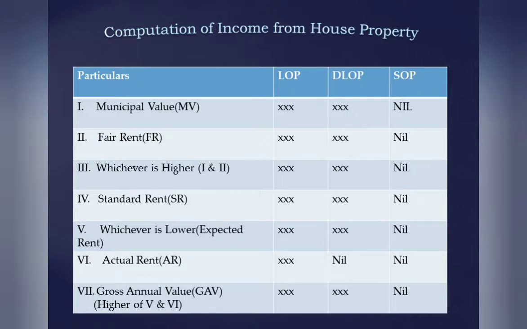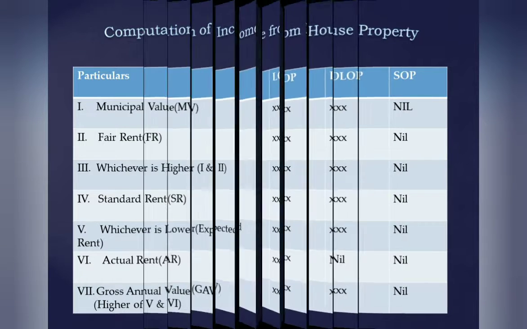Under the head DLOP, actual rent is nil, because we are not receiving any actual rent, it is deemed to be let out property. So your expected rent will be the gross annual value. Now let us discuss the statement: municipal value or fair rent, whichever is higher, will be compared with the standard rent, whichever is lower will be your expected rent. It is compared with the actual rent and you will arrive at gross annual value.